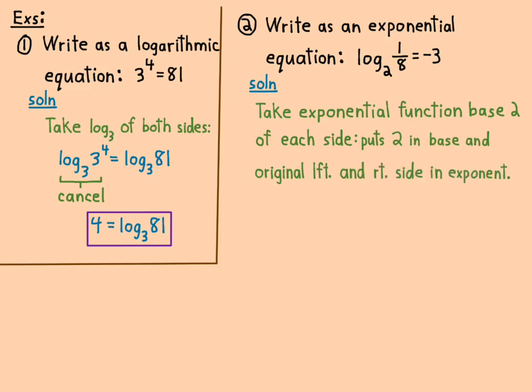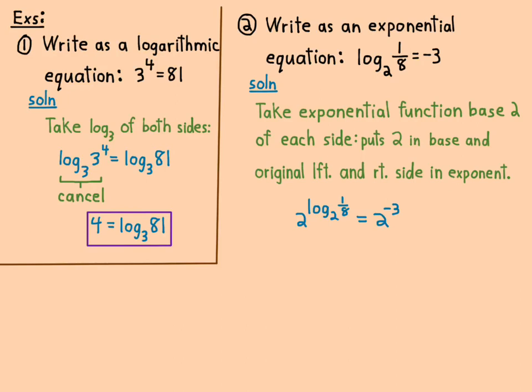Sometimes people will say logarithms are exponents, and this is what they mean. When you're solving things, they often end up in the exponent because you're trying to get rid of the log. So 2 to the log base 2 of 1/8 equals 2 to the -3.